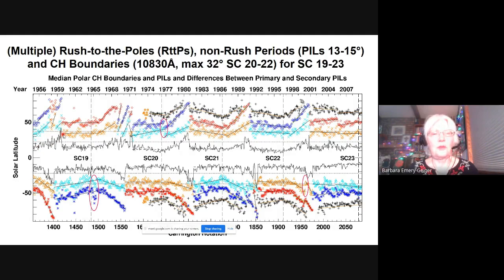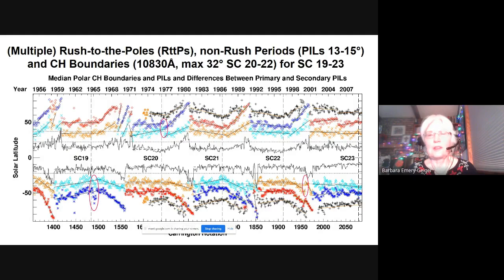So there's a couple of things to look at. Here we see multiple rushes to the pole in solar cycle 19. There's 3. Here's the 1, 2, 3, 4, with a period where it just stalled out in solar cycle 20. In the southern hemisphere, we have a couple of rushes in 22 and 23.